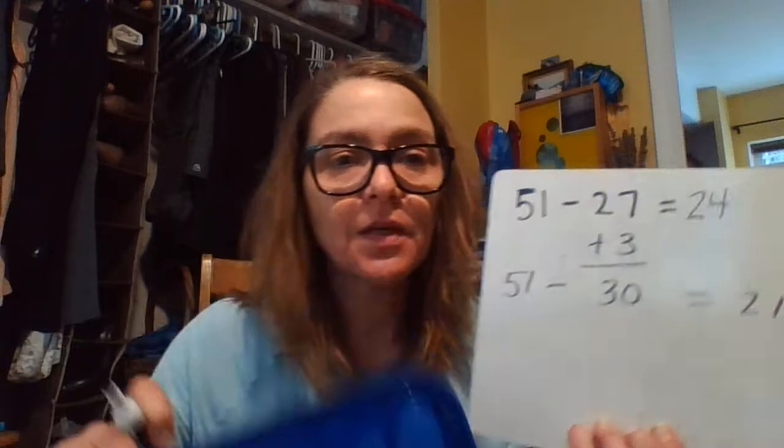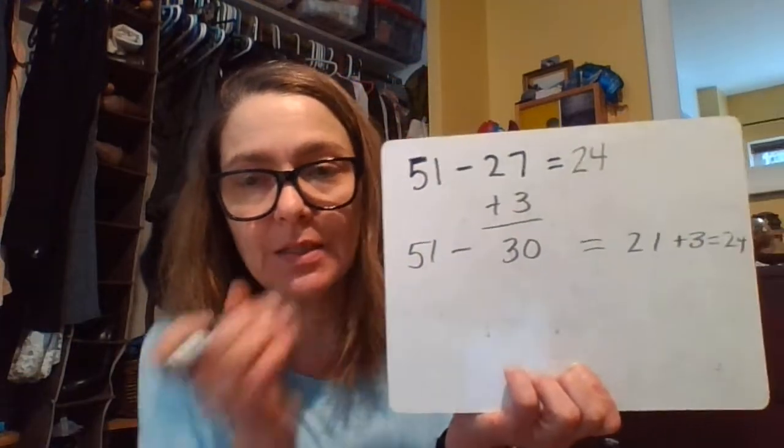And is that what I got? 24? 24 is my answer when I double check with my hundreds grid, and 24 was what I got when I compensated.